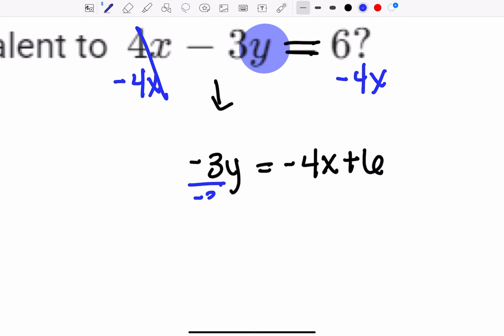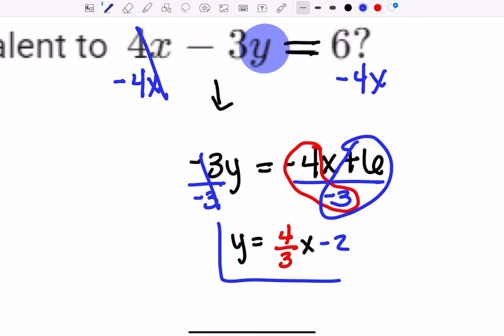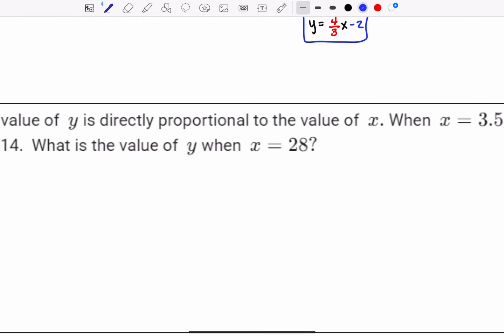You're going to divide by the number in front of y. And so you're left with y is equal. When you put this in your calculator, you're going to get a positive 4 over 3. And then you just bring down the x. When you put this in your calculator, you're just going to get a negative 2. And that's your answer.